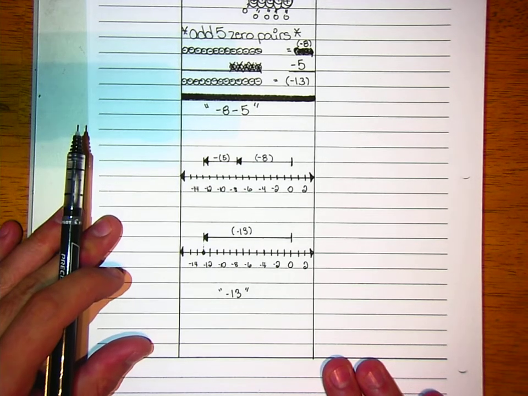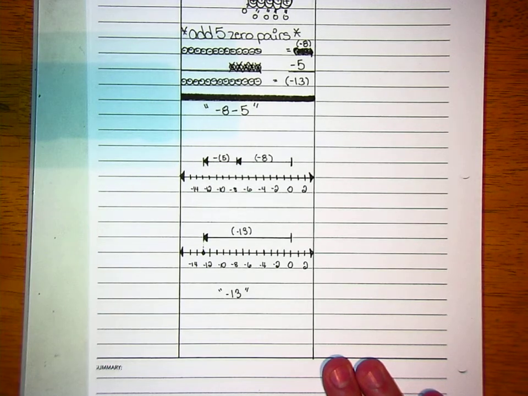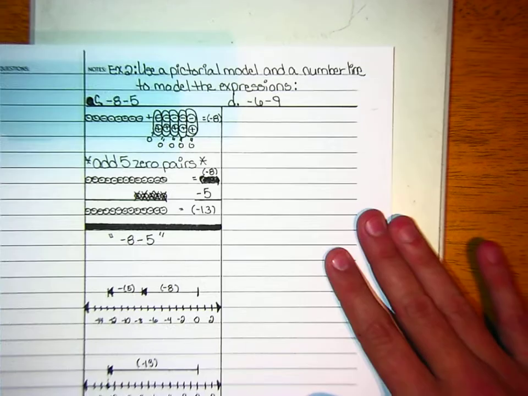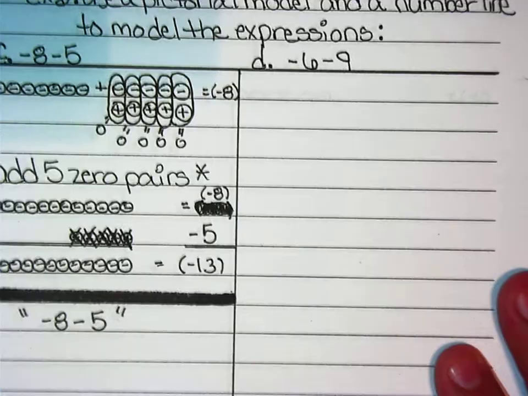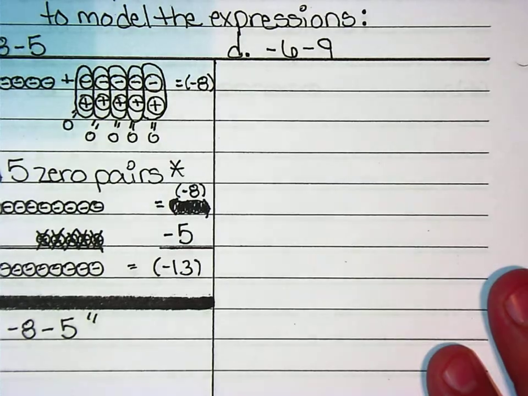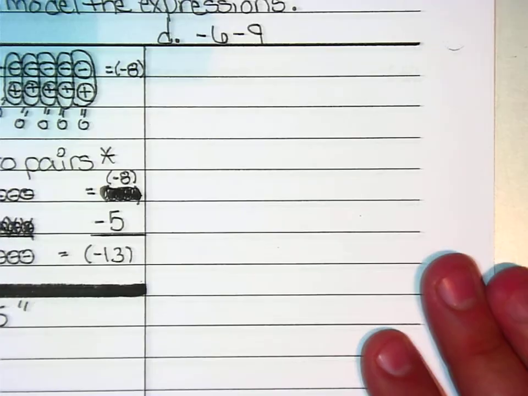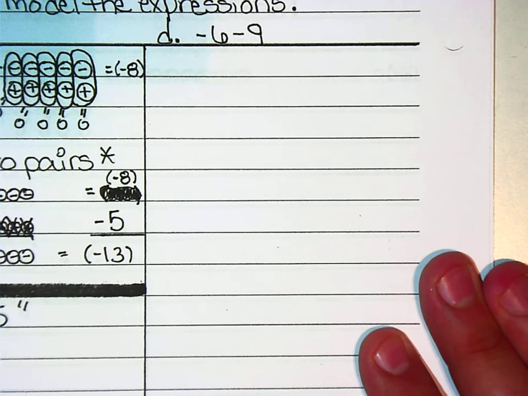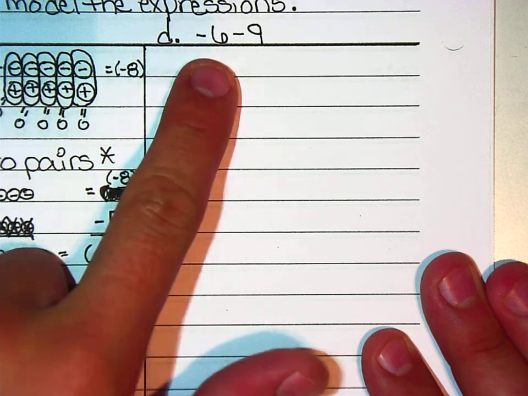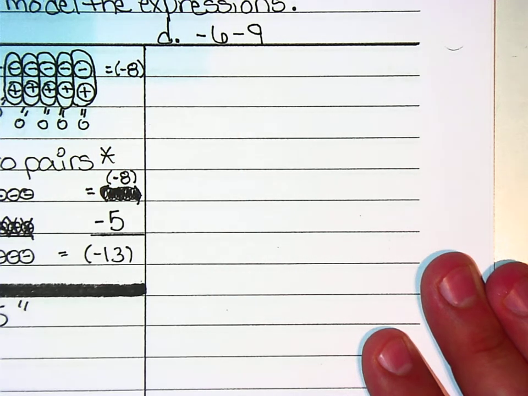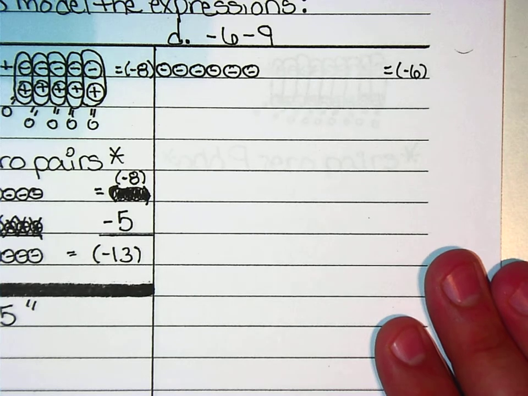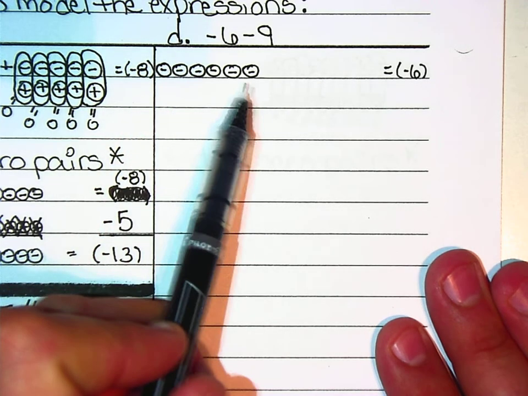Now that we practiced this, let's go on to example D. Example D on the right hand side is -6 minus 9. Once again, we'll model this first one using the integer circles. My first digit is -6, so I have to illustrate -6. I'll do that by drawing 6 negative circles. And here I go. I have 6 circles with negative signs inside of them.